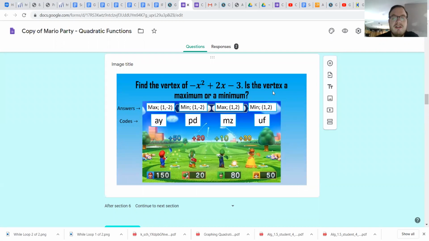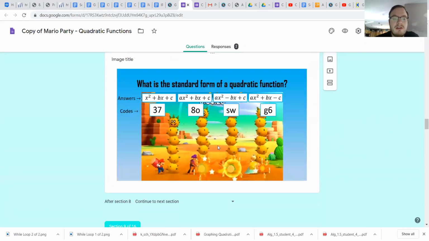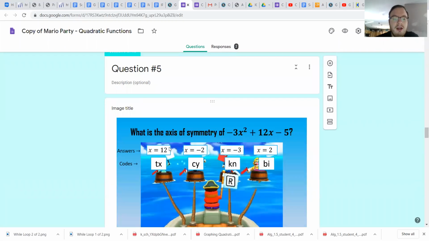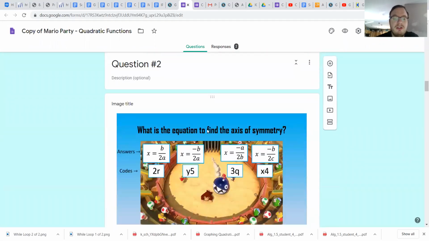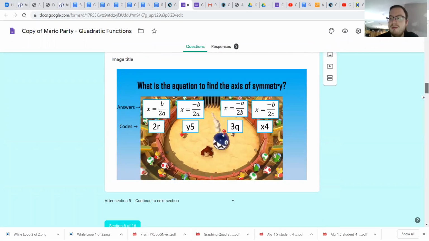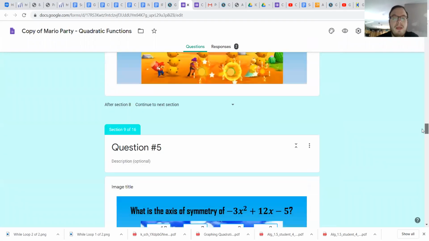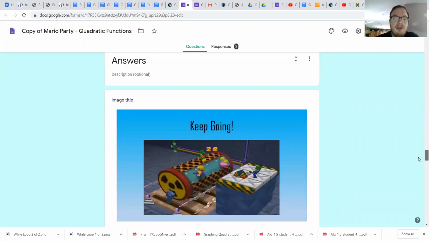What is the vertex? Is the vertex a maximum or a minimum? Okay, things like that. What is the standard form of the quadratic equation? You should know that. What is the axis of symmetry? Based off this, and if you need help, always go back and refer to your previous question, Question 2, which asks what's the equation of the axis of symmetry. Things like that, okay? So you won't be able to progress through this until you get the correct answer for all of these.